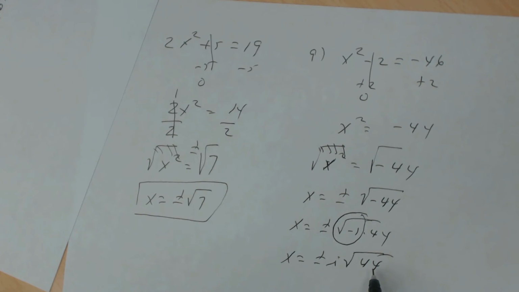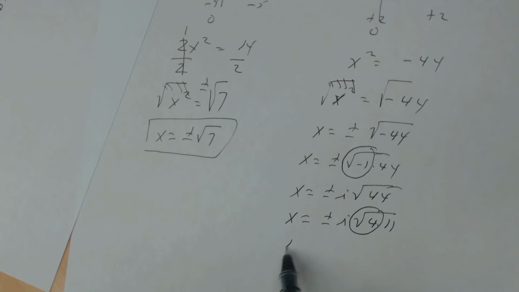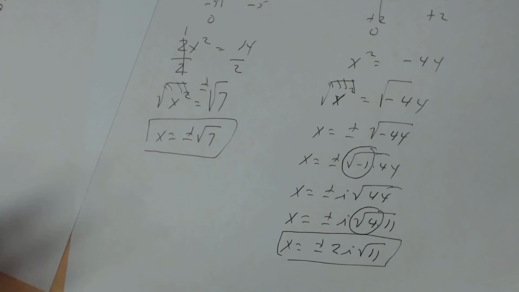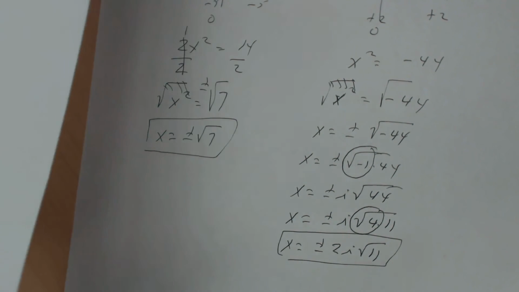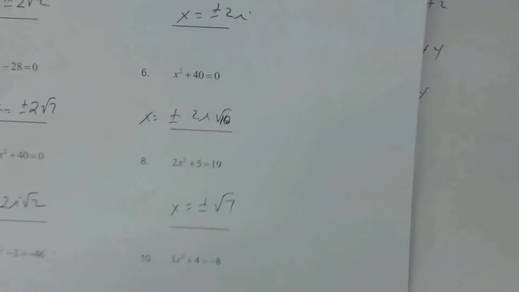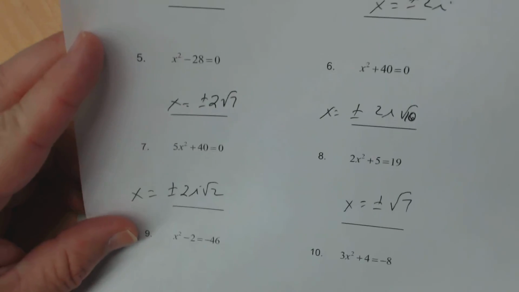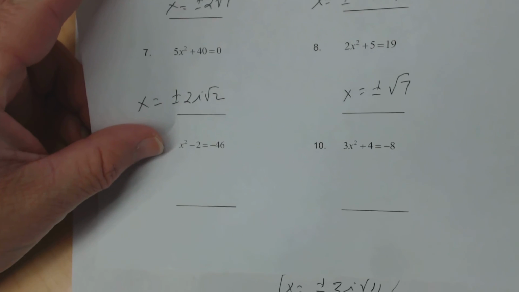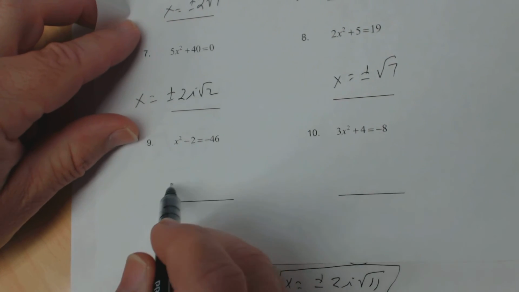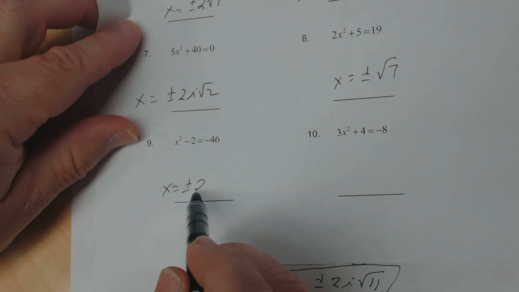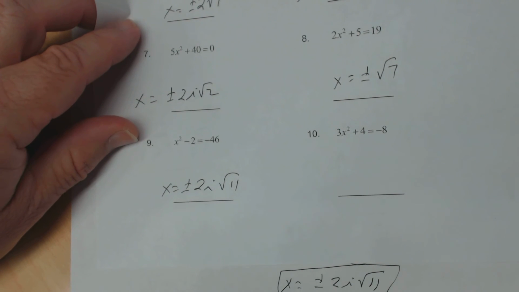The perfect square 4 goes into 44. So I get x equal plus or minus i square root of 4 times 11, and the square root of 4 is 2. So the solution is plus or minus 2i square root of 11. So that's number 9: x equal plus or minus 2i square root of 11.